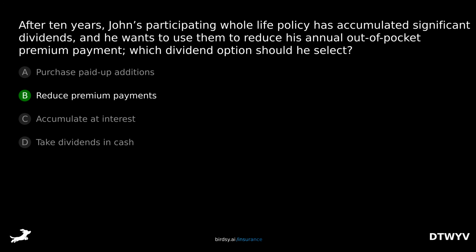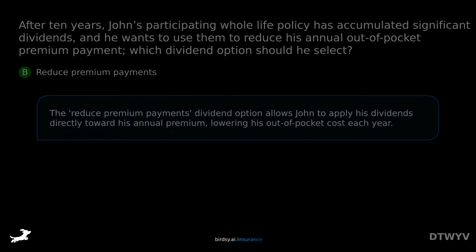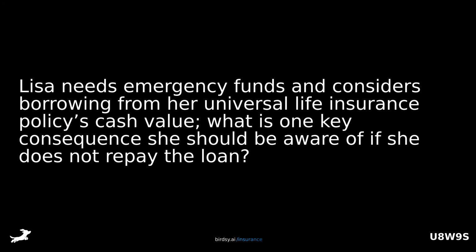The correct answer is B, reduce premium payments. The reduce premium payments dividend option allows John to apply his dividends directly toward his annual premium, lowering his out-of-pocket cost each year. Lisa needs emergency funds and considers borrowing from her universal life insurance policy's cash value.